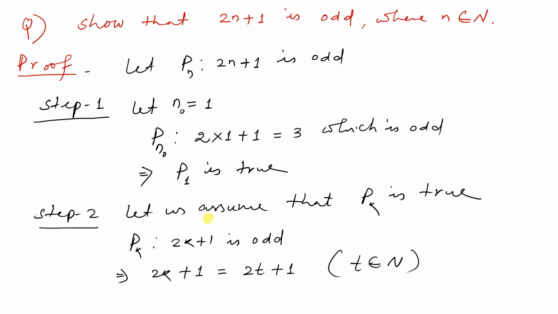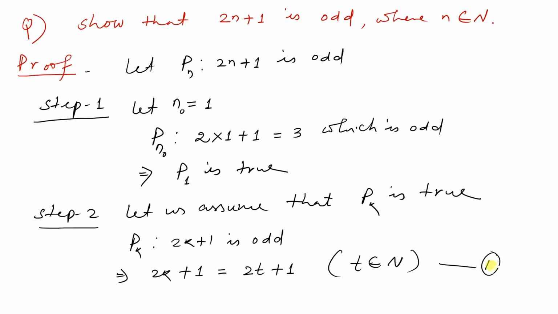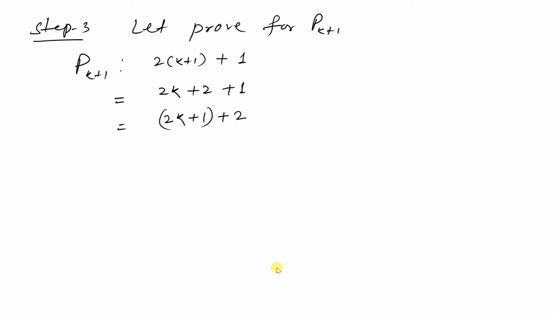In the previous step, what is 2k plus 1? Given in equation 1, 2t plus 1. What are you going to do? In this particular equation, 2k plus 1 is written as 2t plus 1. So here we write down 2t plus 1 plus 2, where I wrote 2t plus 1 from equation 1.